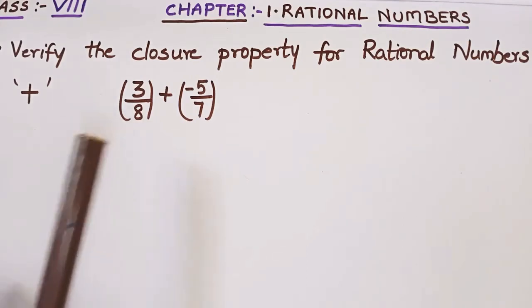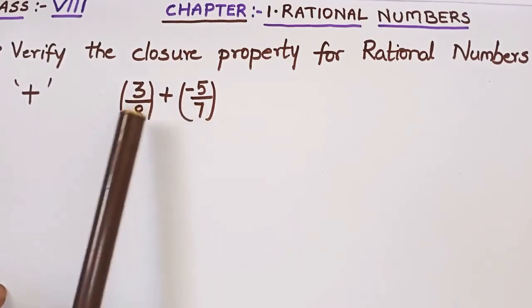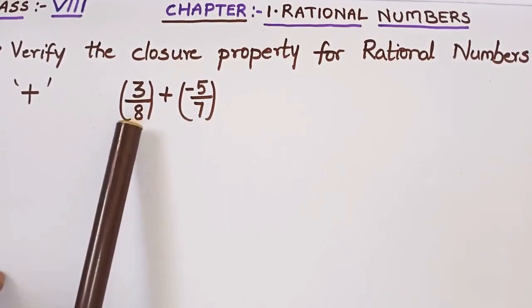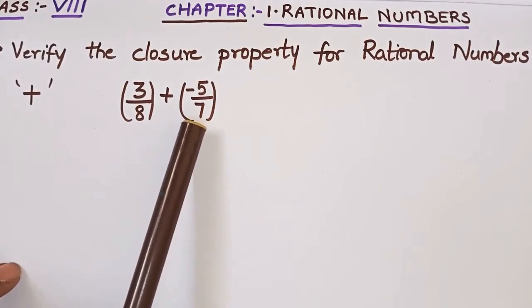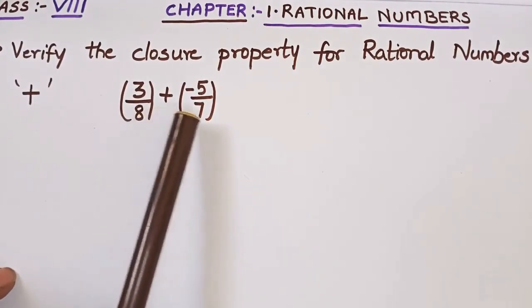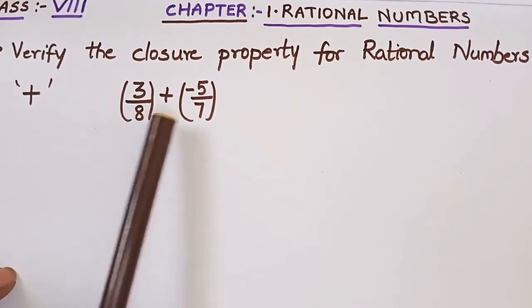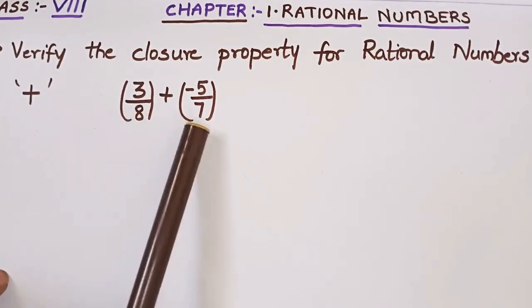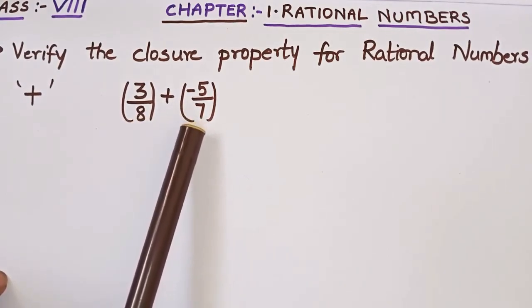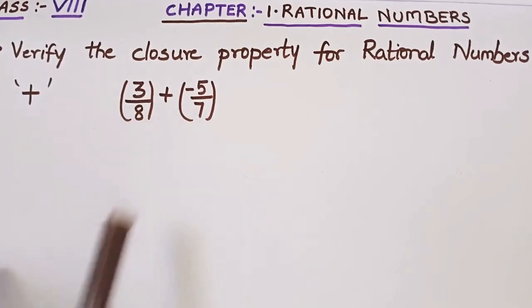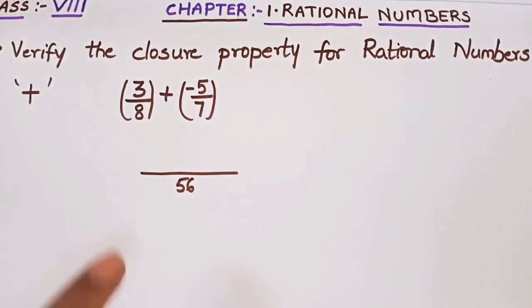Here, how do we add two rational numbers? Observe carefully. We are adding two rational numbers, so we need to consider the denominators. What is the denominator here? 8. What is the denominator here? It's 7. We need to take an LCM whenever we want to add two rational numbers. Firstly, we need to take the LCM of the denominators. As there are no common factors for 8 and 7, we can just multiply both of them, so we get 8 sevens are 56. So that will be the LCM.